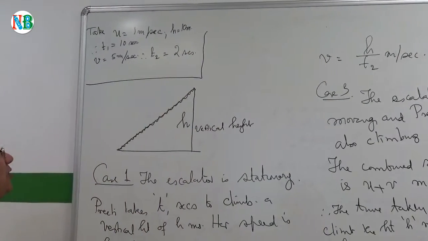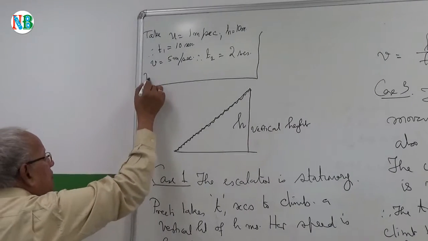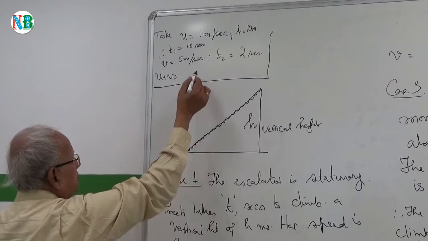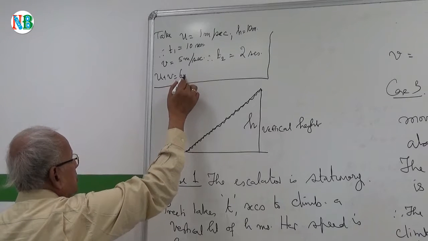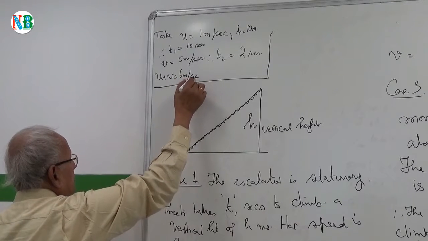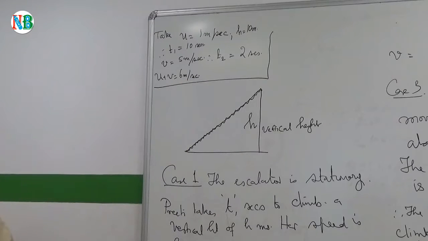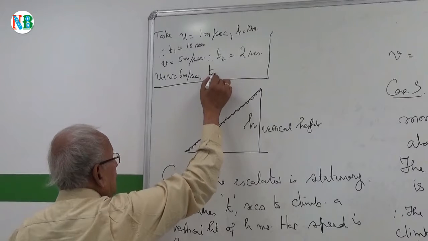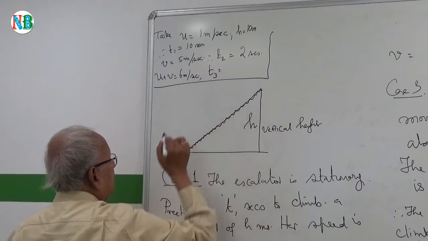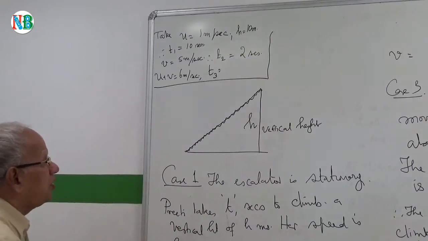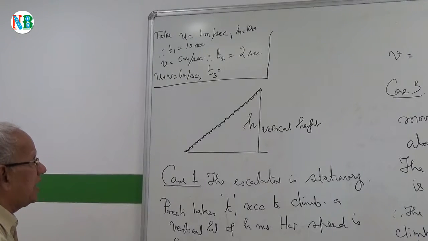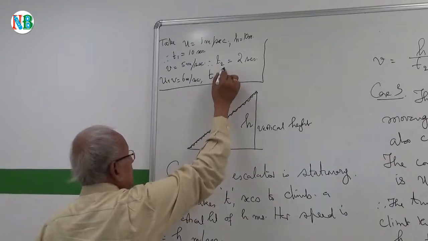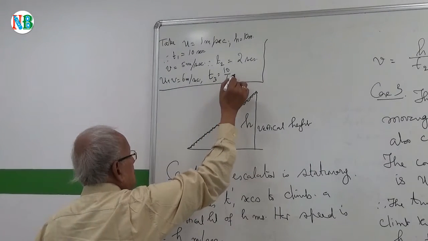Right? Now what is the combined speed now? U plus V is 1 meter per second plus 5 meters per second, 6 meters per second, isn't it? That is the combined speed. So what will be T3 now? See, T3 will be, with the speed 6 meters per second, you want to cover 10 meters, so 10 by 6 seconds.